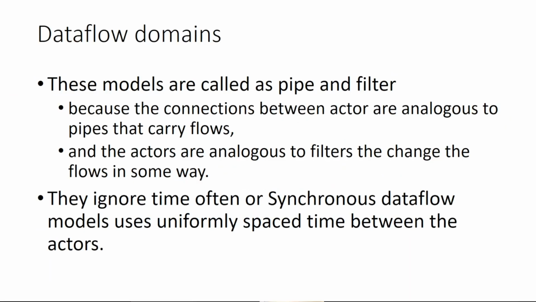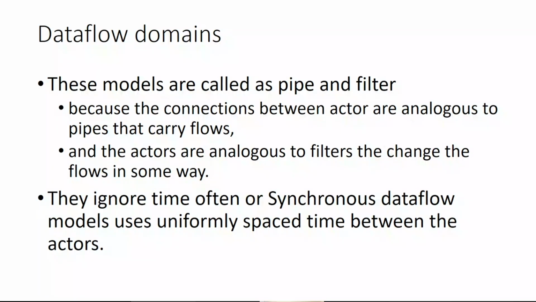Okay, so data flow domains. Generally, they are called pipe and filter design. So pipe and filter means the connections between actors are analogous to pipes that carry flows. So usually a pipe will be carrying the flow of water or something between multiple actors.